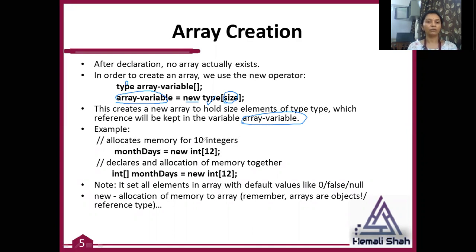Say for example, I want to create 12 integer elements. At that time, month days equals, here it is 12 instead of 10. Month days is my variable name, then use the new keyword, then the data type int, then the size of the array is 12. You can write the declaration statement and memory allocation statement in a single line also. For that, this will be the syntax: int array, then month days equals new int 12.